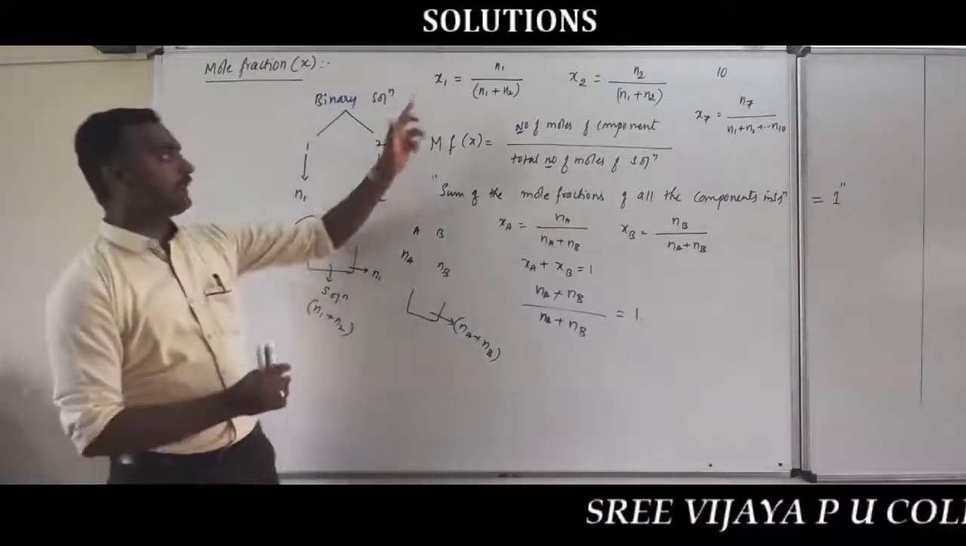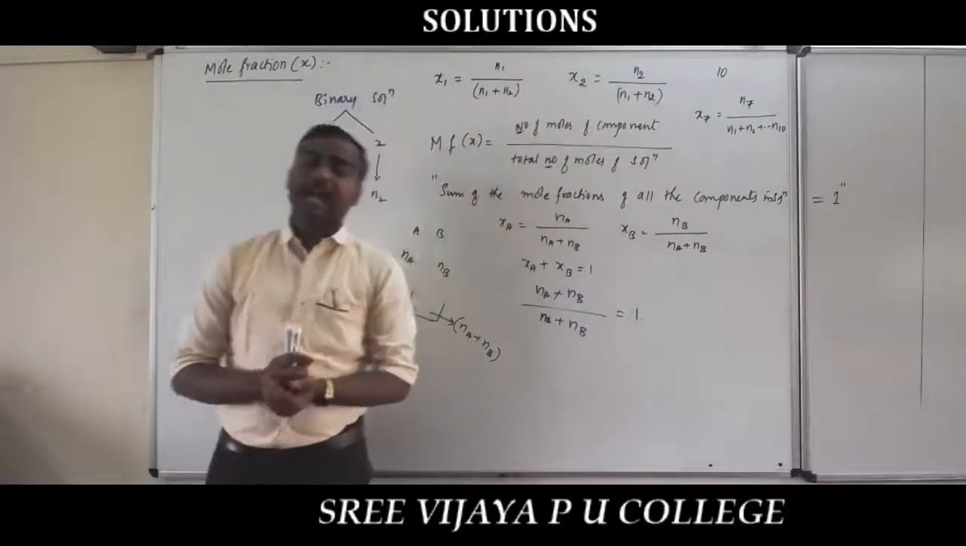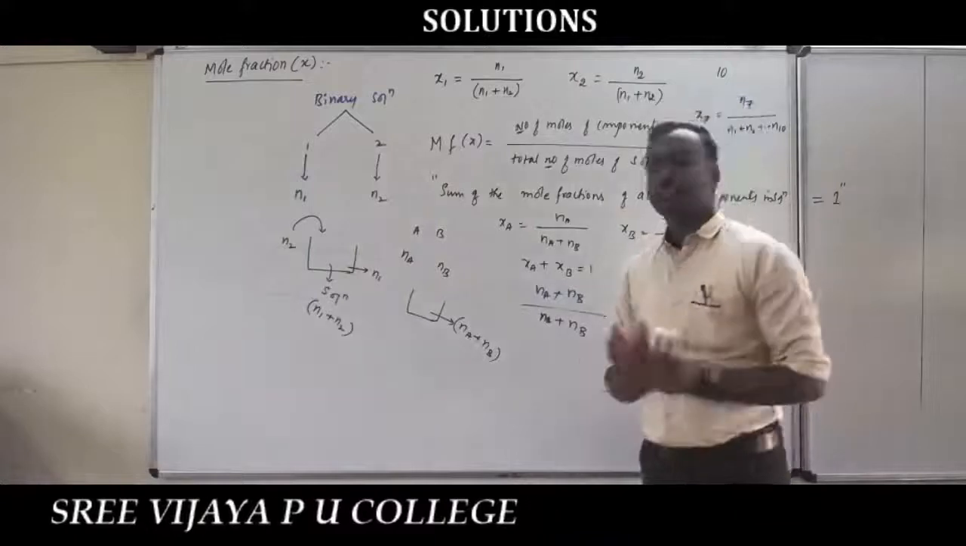And one more thing, mole fraction is dimensionless. There is no unit, because in both the denominator and the numerator we have moles, which cancel, so it becomes dimensionless or unitless.